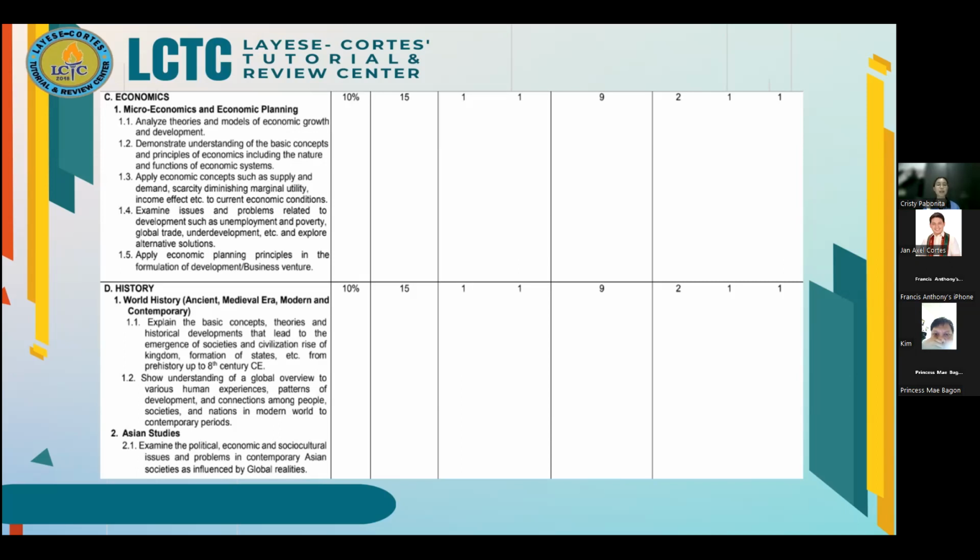Then lastly, apply economic planning principles in the formulation of development or business venture. So there will be a total of 15 items out of 150 for economics. Then history. So we have world history, Asian studies. Okay, so we have two.